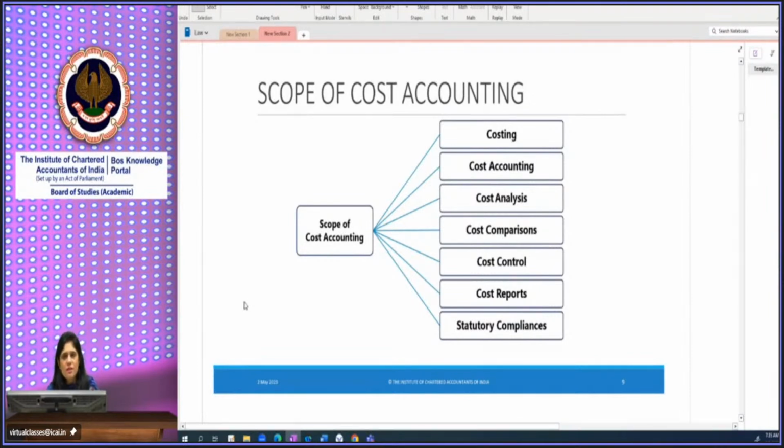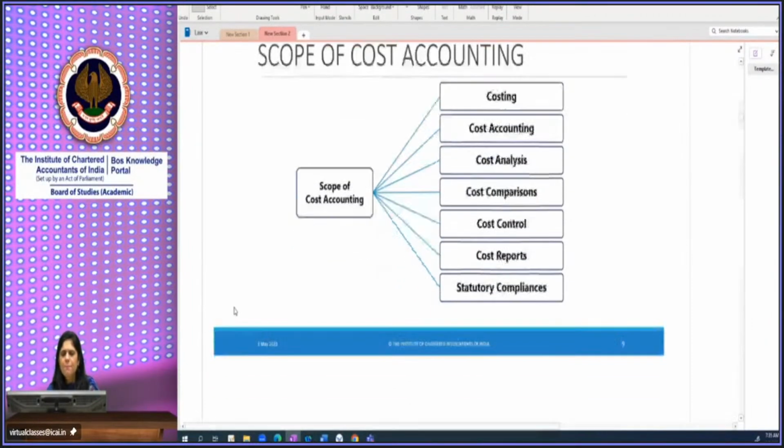So the scope of cost accounting. Costing, the technique of calculation, how we calculate the cost is costing. Cost accounting, again, we have explained. It's the recording of cost in the form of statements and formats, how we record the cost. Cost analysis is how we analyze the cost for cost control, cost reduction. We monitor the cost. Cost comparisons, how we make cost control, cost reports, and statutory compliances. So let us understand a little bit of them.